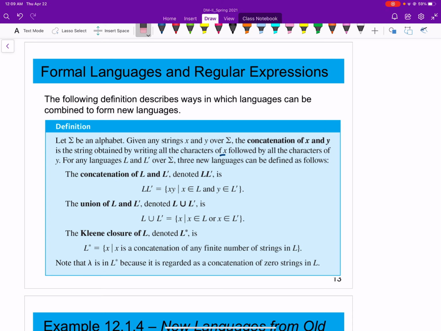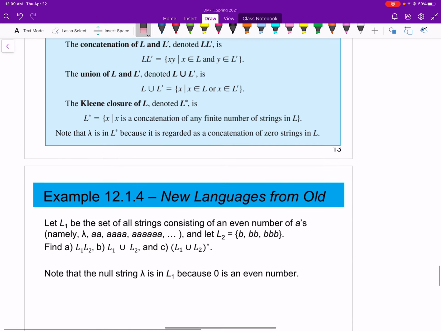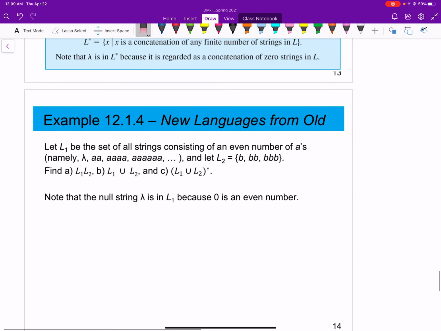All right, so this is all about definitions. Just go to the next slide where we discuss an example. Let L1 be the set of all strings consisting of an even number of A's, namely, these are the even number of A's. This means no A. That means 0 is an even number. Keep that in mind.